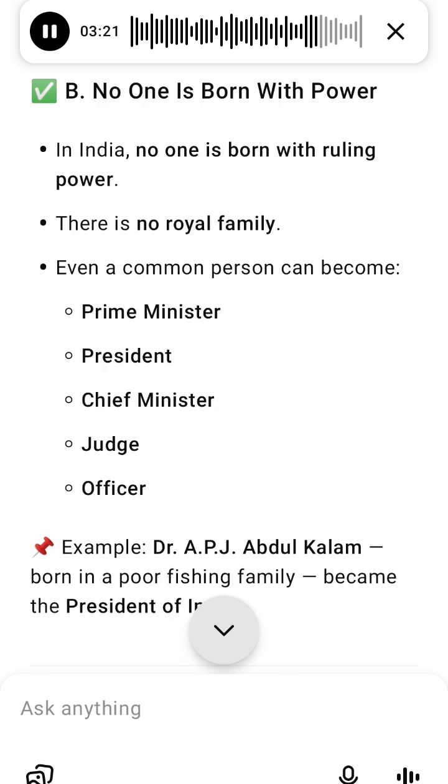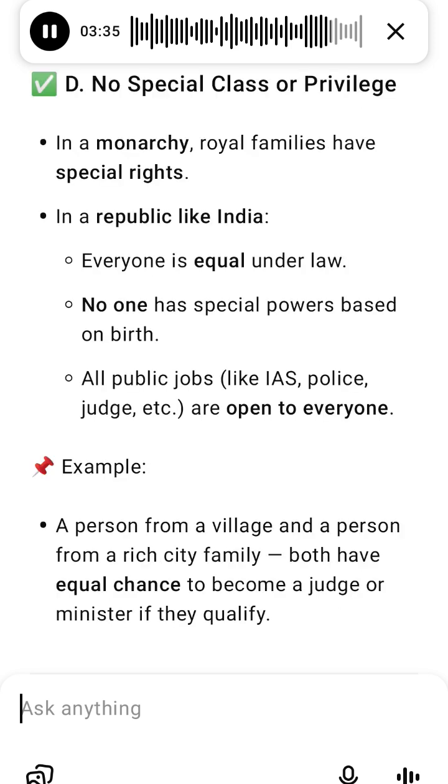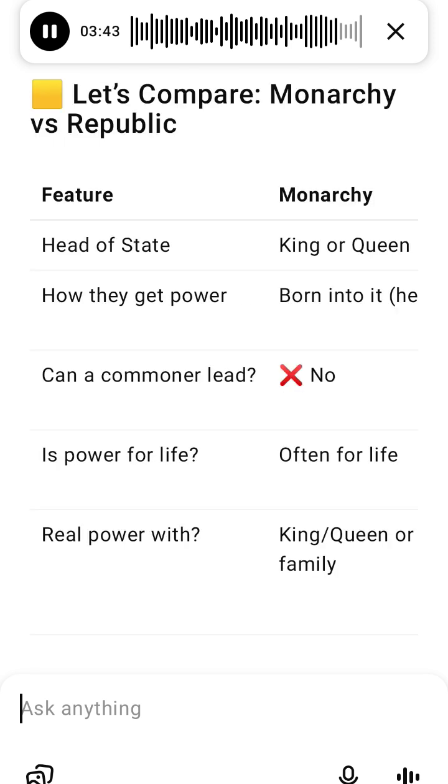D. No special class or privilege. In monarchies, royal families may have special rights. In a republic like India, there is no special class by birth, no VIP caste. No one gets a post just because of birth or wealth.